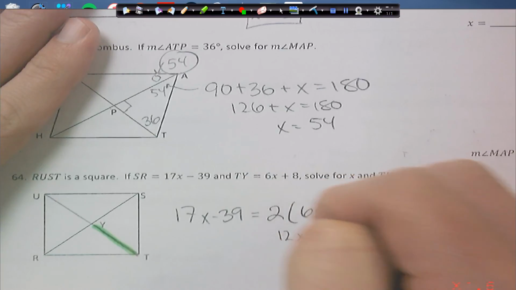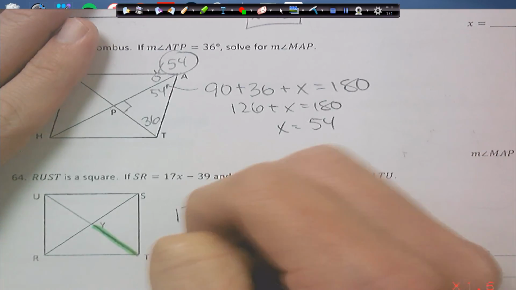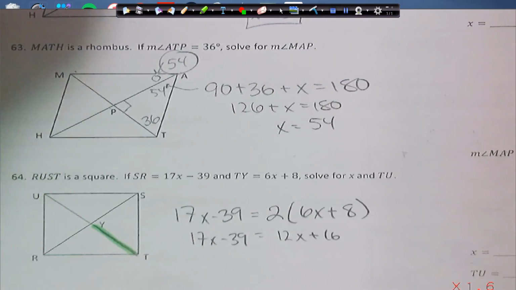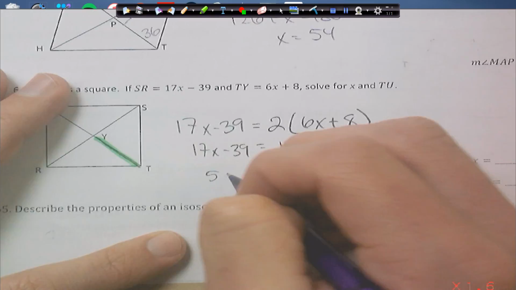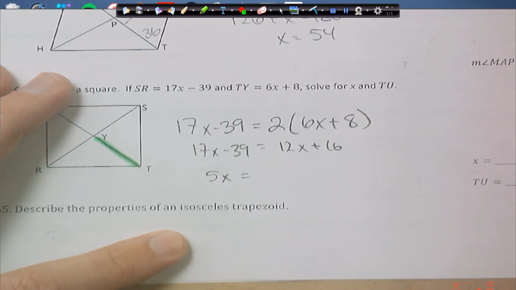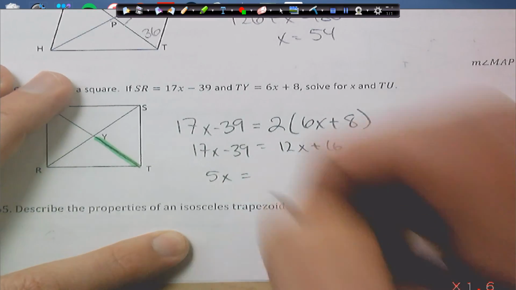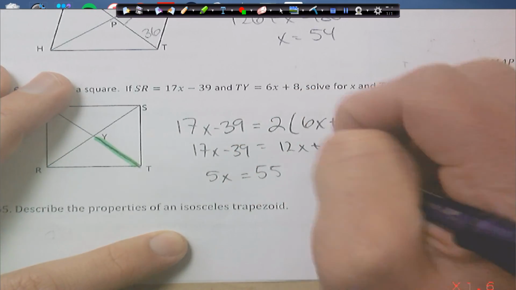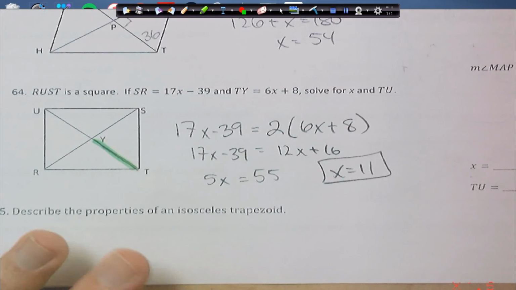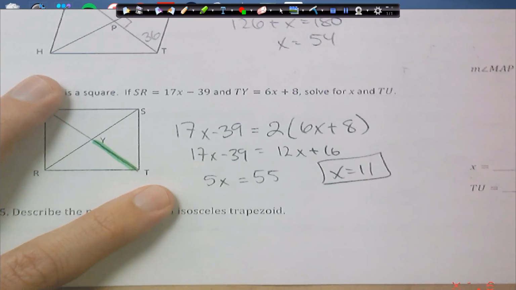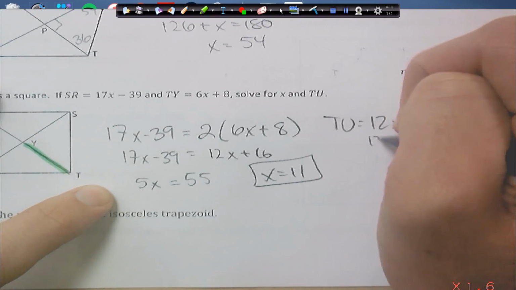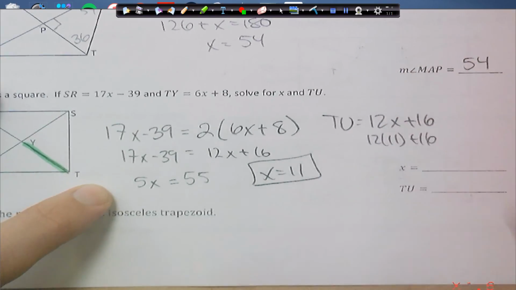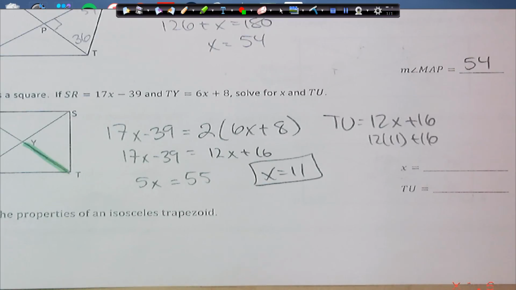We get 12x plus 16 equals 17x minus 39. Okay, subtract 12x from both sides, I get 5x, add the 39 over there, and I should get 55, and x equals 11. Okay, then we got to plug it in to find TU. So TU is equal to 12x plus 16. So 12 times 11 plus 16. Let's do that all on my calculator. 148.